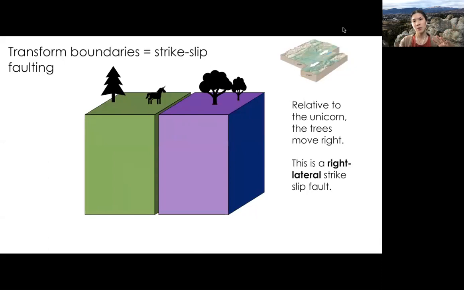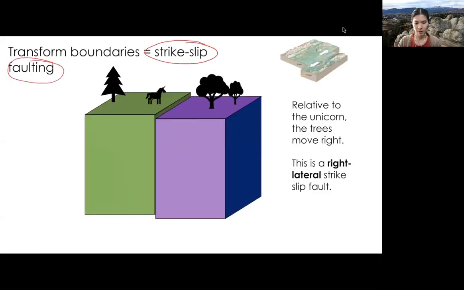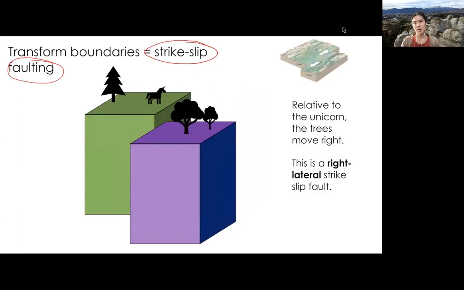So we can use the unicorn as our stationary point. And if we're the unicorn and we're looking across at the purple block, whichever way the purple block moves relative to us is going to be what defines what we call this fault. And we'll just note this fault is called strike slip faulting. And in this case, the purple block moves to the right from the viewpoint of the unicorn, and so we call this a right lateral strike slip fault because it's moving to the side laterally in the right direction, right?